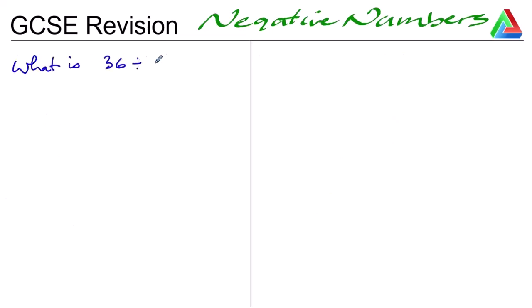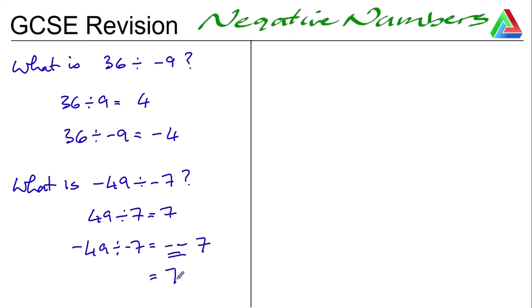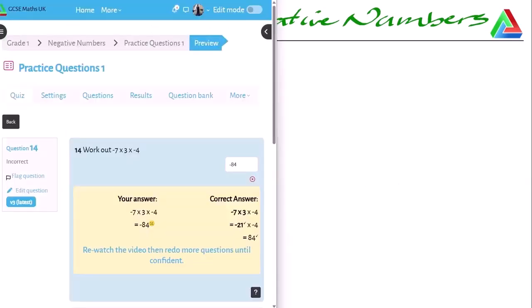What is 36 divided by negative 9? 36 divided by 9 is 4, so 36 divided by negative 9 is negative 4. And the most complex this gets is: what is negative 49 divided by negative 7? So if we look at it, 49 divided by 7 is 7. So negative 49 divided by negative 7 is negative negative 7, and the two negatives make a positive. So the answer is 7. Or you can just look at this as a negative divided by a negative is a positive.